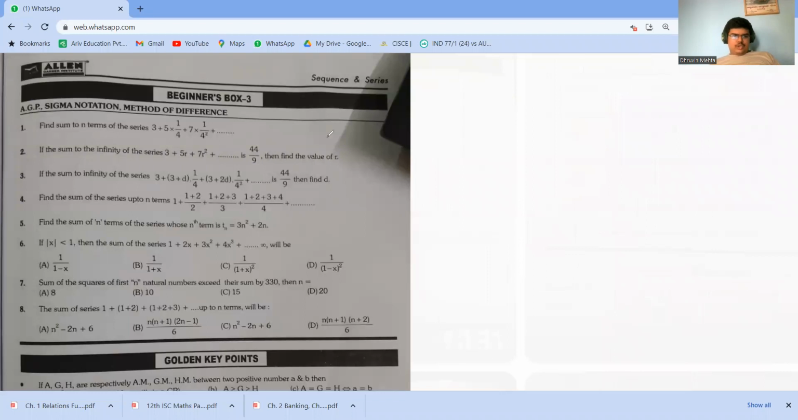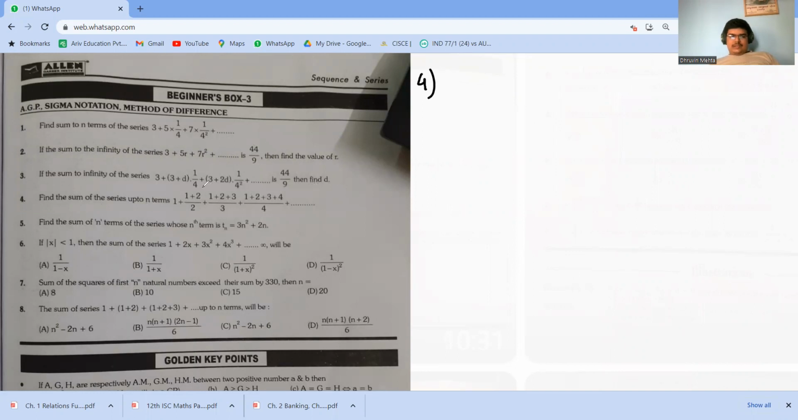Let us now take question number 2 and 3 is same. You can try that later on. It is exactly the same. It is an AGP, so it's arithmetic or geometric progression. Fourth one we should take. Yeah, fourth one is slightly different. Let us take that. Find the sum of the series up to n terms.